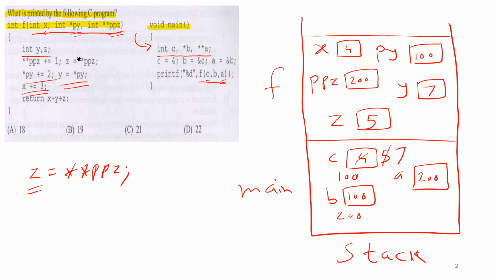And finally we are incrementing x by 3. So x is 4, so we make it 7. x = x + 3, right? So x becomes 7. Now what are we returning? We are returning x + y + z. What is x? 7. What is y? 7. What is z? 5. So 7 plus 7 plus 5, that is 19, right? So what would be returned is 19, and we are going to print that value. So the correct option is 19. The output of this program is 19.